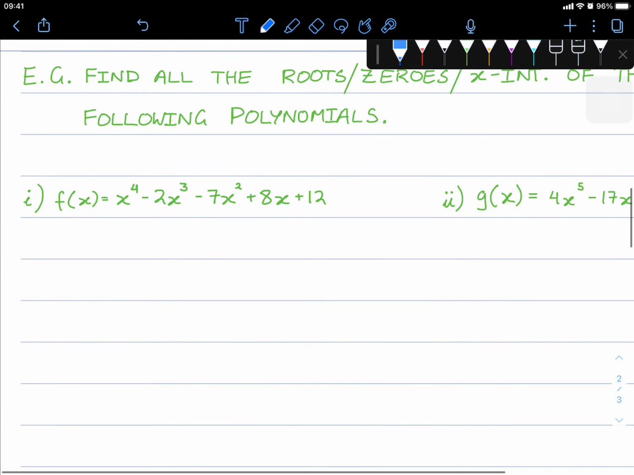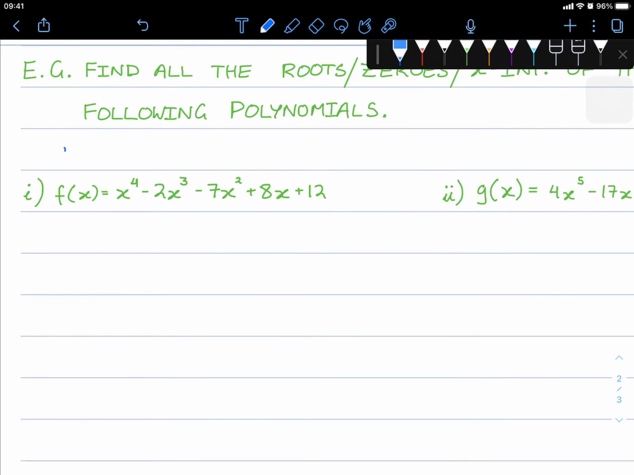So for this, let's just test one of the values. Let's test f of 1. So substituting 1 to the power of 4, minus 2 times 1 to the power of 3, minus 7 times 1 squared, plus 8 times 1, plus 12. This gives me 12, so this as a factor will not work. Let's test negative 1.